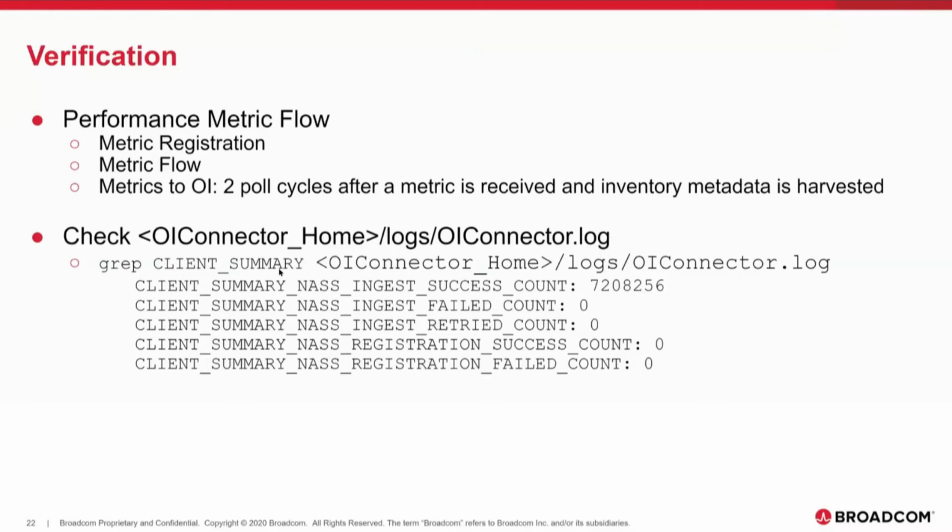But what you'll see in the log, and we recommend you grep for this, is the client summary. This is going to show how many metrics were sent to NAS, which is the metric store of OI. You'll see how many were successfully sent in the last 5 minutes. Each time we output this section of log, it's a 5-minute interval. In this case, 7.2 million metrics were sent in that 5-minute period. There were no failures or retries. There were no metric registrations because we've already registered all the metrics.